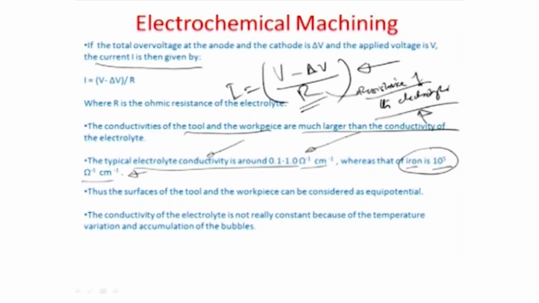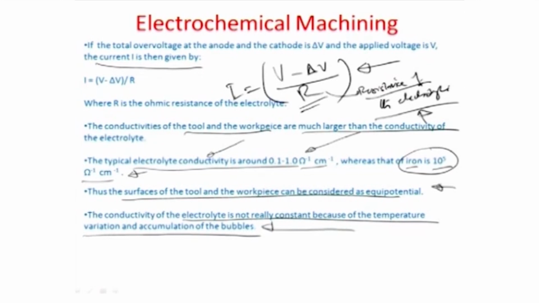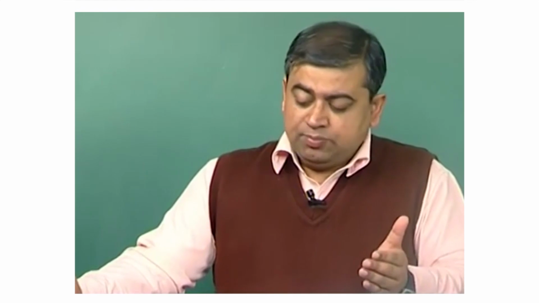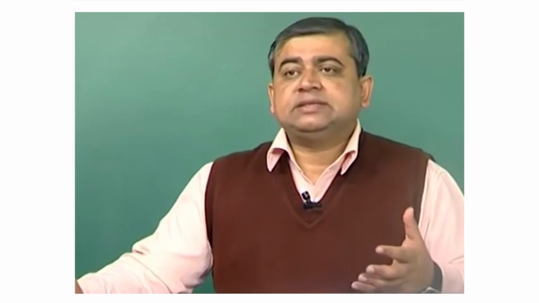So, the surfaces of the tool and workpiece can be considered as by and large equipotential, because the conductivities are simply too high, and the conductivity of the electrolyte is not constant, rather it varies with temperature. And as we will see later on, we will have a design problem where we will try to design the flow rates of the electrolytes flowing between a cathode and an anode, and there you can find out how important or how critical temperature is. So, you will have to design the whole system based on whether the overall temperature of the system will hit the boiling point of the electrolyte, which is actually a design fault.